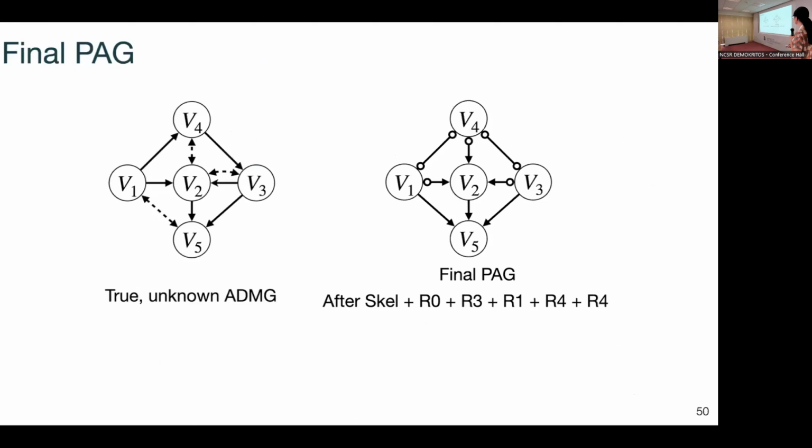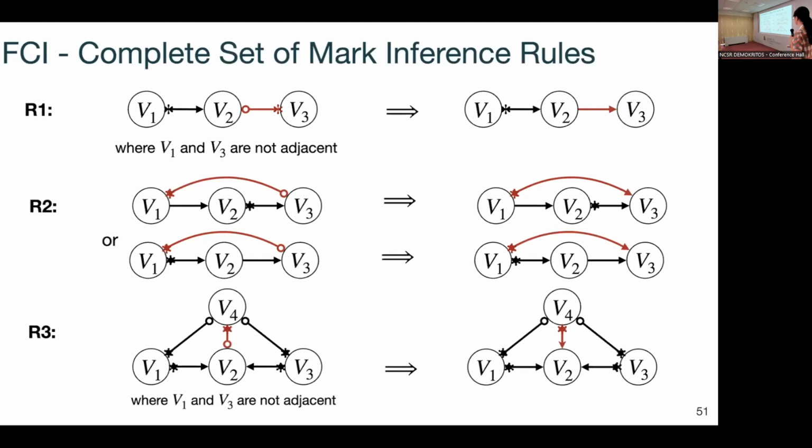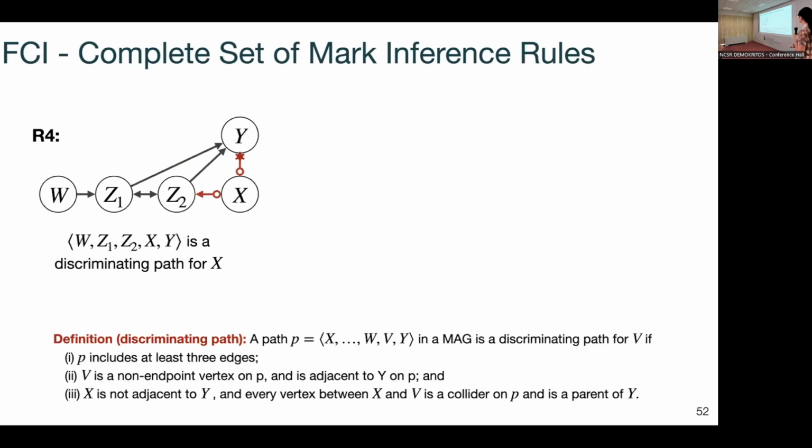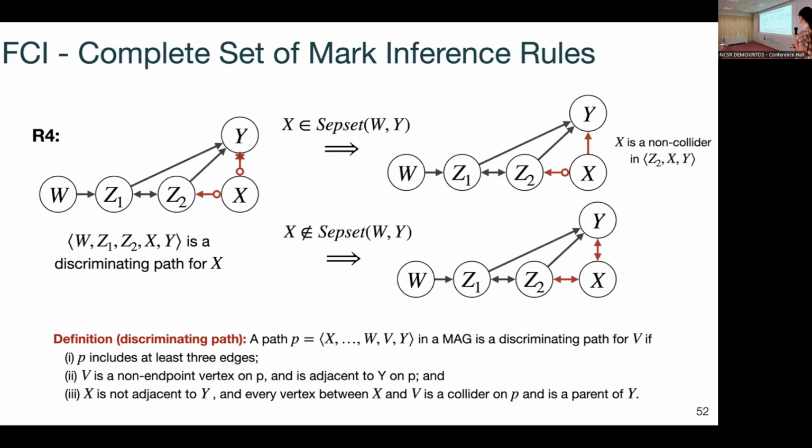You can check even that the true underlying graph has exactly the same implied conditional independencies. So it's really representing all members of the equivalence class. So here is the set of all rules. You check later, I won't go over them. In Jiji Zhang's paper, there are the proofs. They are very simple, really nice to understand, but you can just go and check them.